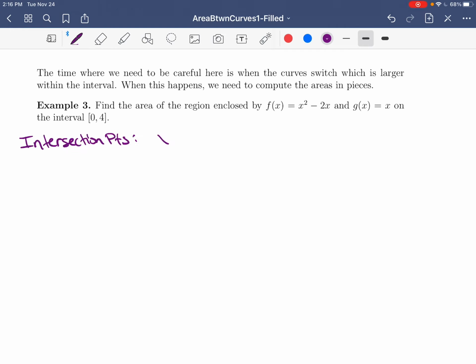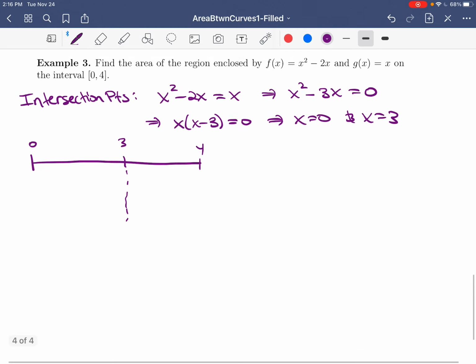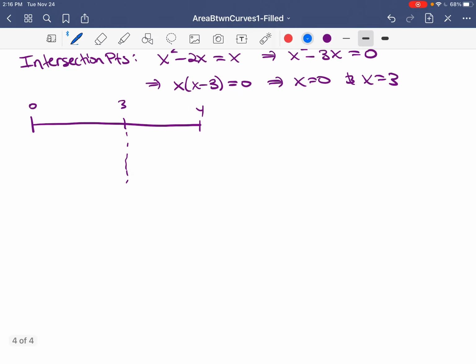Okay, so we find the intersection points. I set the two things equal, so x squared minus 2x equals x. That means x squared minus 3x is 0, which is x times x minus 3 being 0, which gives x equals 0 and x equals 3. Okay, they're both in the interval. So I want to break up my interval from 0 to 4 at 3, since it could switch which one is bigger.